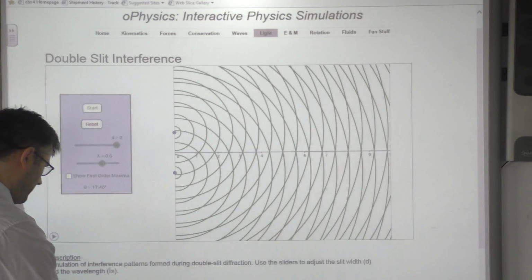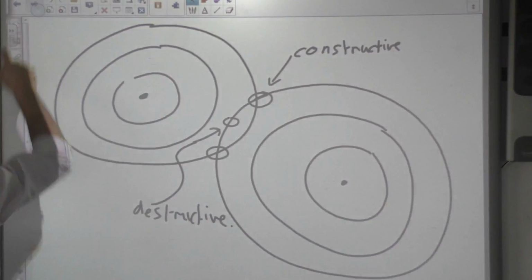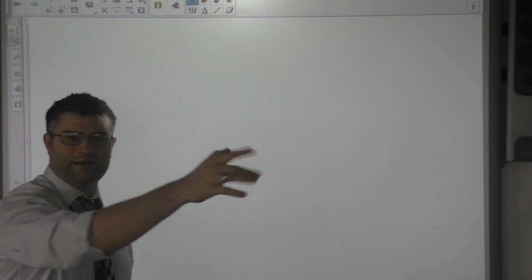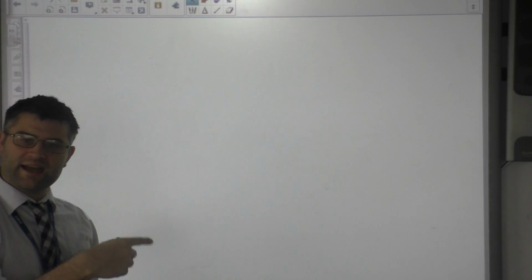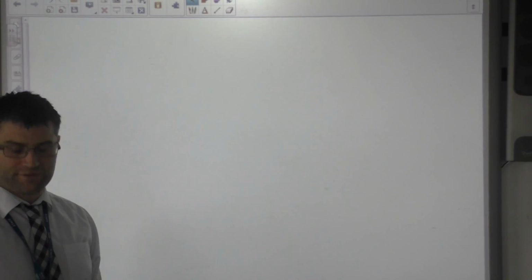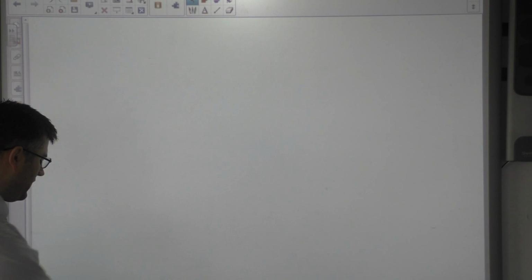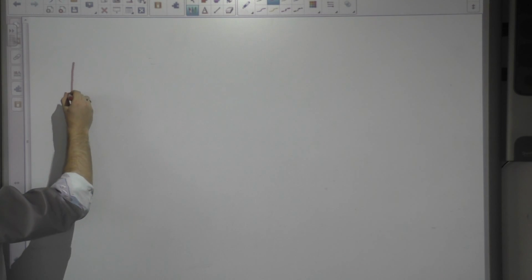Now, when we deal with light, obviously you can't see light moving through the air, but you can see it when it's being reflected off something. So oftentimes we utilize a screen. So we're going to introduce now Young's double slit.